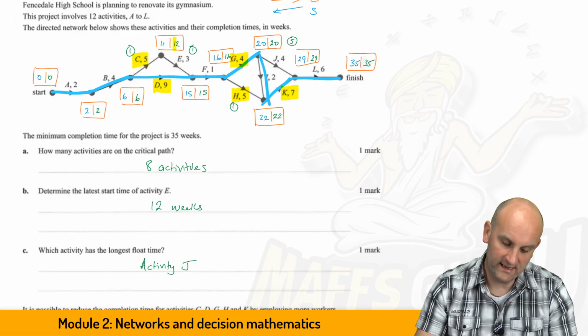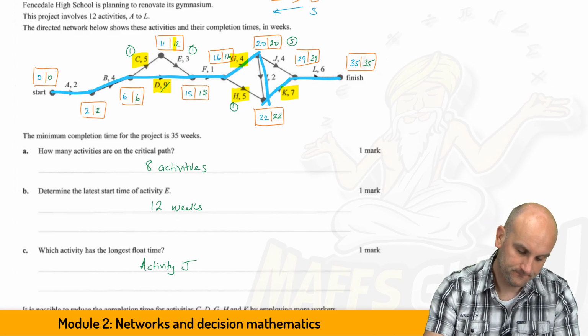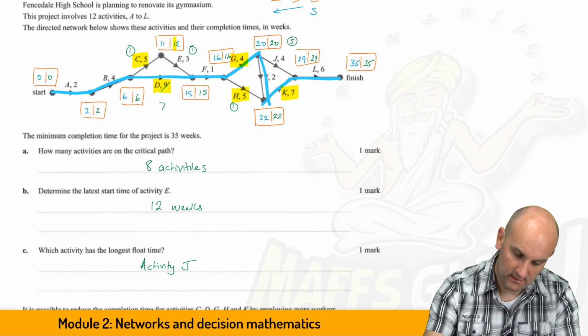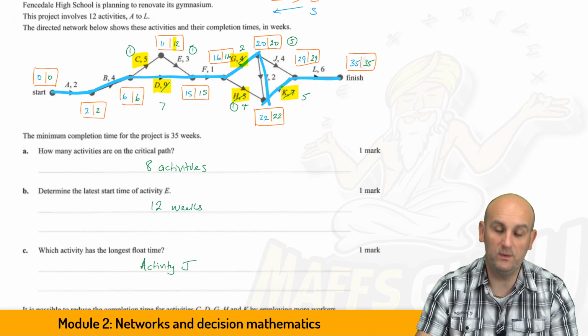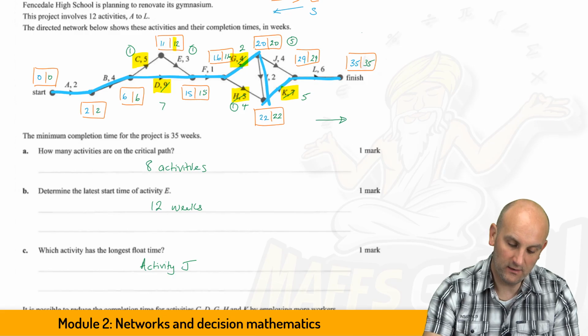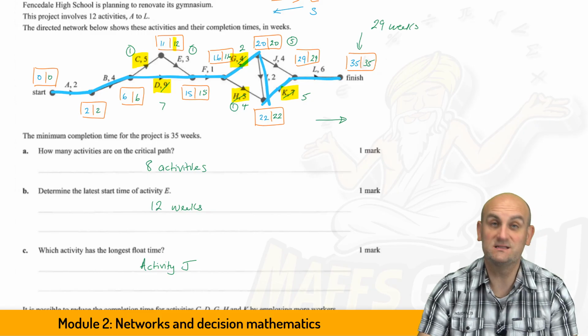So what I did was I took 2 off of D to make that 7, I took 2 off of G, which made that 2. I took 1 off of H, which made that 4. And I took 2 off of K, which made that 5. Now, when we go through all of this, this value here, I believe, reduces to 29 weeks. And I think that's the minimum it's going to be.